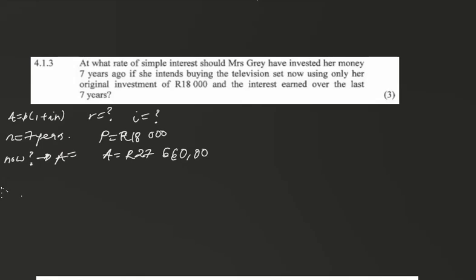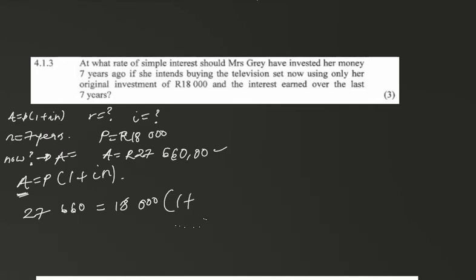So I'm going to use the simple interest formula here. I have 1 plus I raised to n, right? My accumulated amount is how much? It's this one right here. So I have 27,660, that being equal to the principal, which is 18,000. And then I have 1 plus my I, which is actually what I'm looking for, for which amount of years? For 7 years, right?